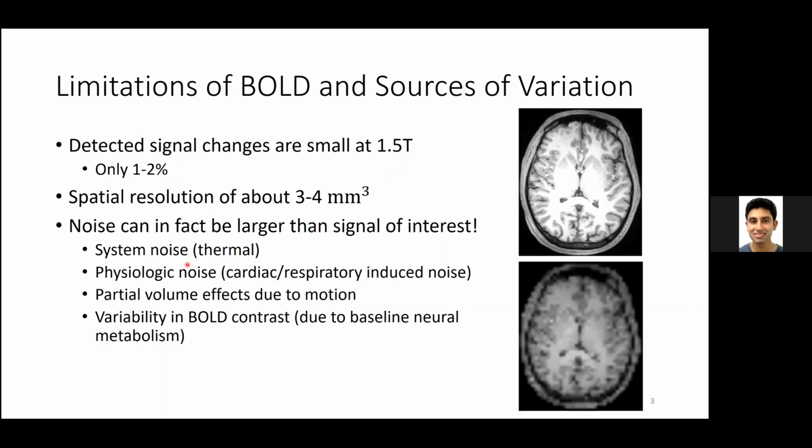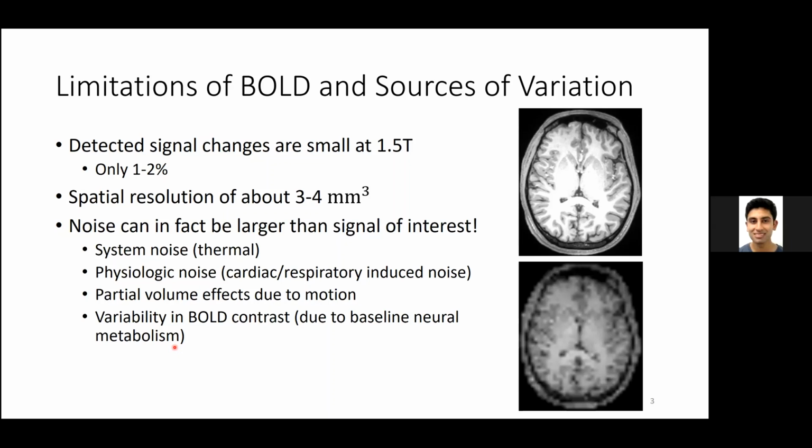So you have system noise, you have cardiac and respiratory induced physiologic noise, you have motion effects, which cause the partial volume effects we're seeing, and you just have a general variability in BOLD contrast due to baseline neural metabolism, which means your caffeine intake for the day, the time of day itself, what the ambient settings are like, and even different regions of the brain having different absolute BOLD signal changes.